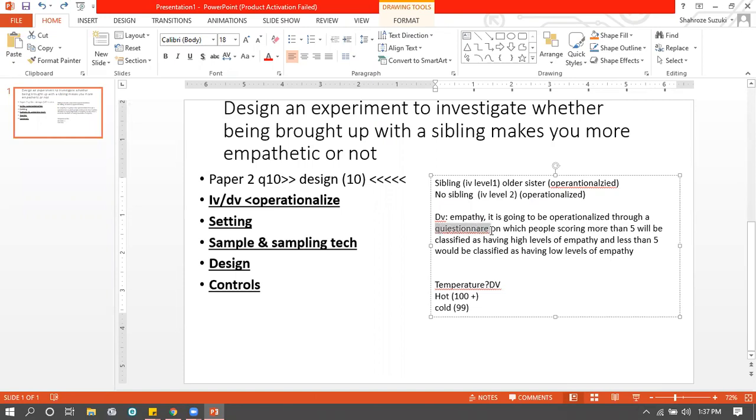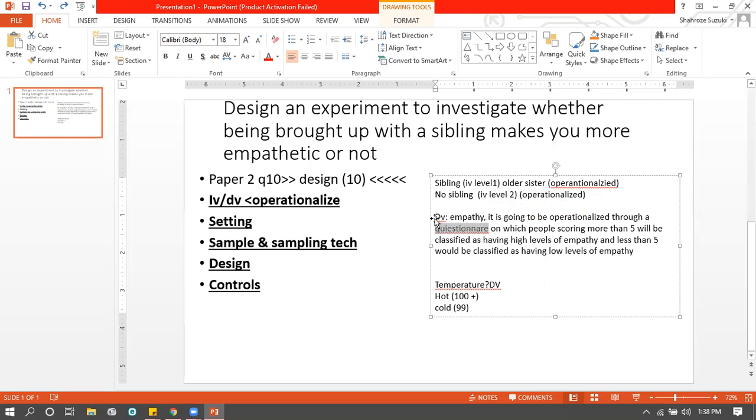I'm going to have to tell what this questionnaire is because, unlike temperature, everyone knows how temperature is supposed to be measured. It's objective, right? You take the thermostat scale. For empathy, there are many ways to measure empathy. Even if I come up with a questionnaire, there are many questionnaires available that can measure empathy, so people would not readily recognize what this questionnaire means.